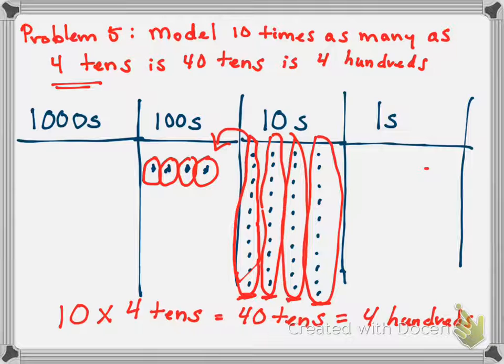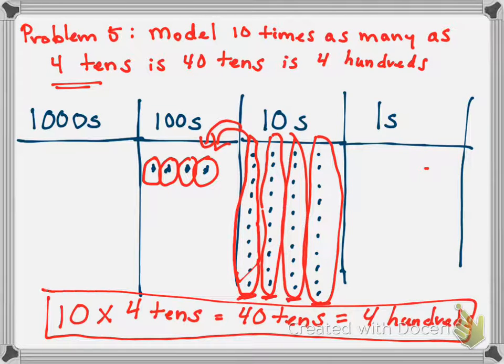If you think about it, every time we move up in one of these columns, we're multiplying by 10. 40 times 10 is 400. So if we need to make an equation, our equation would look like this. 10 times 4 10s is equal to 40 10s. 40 10s is equal to 4 hundredths.